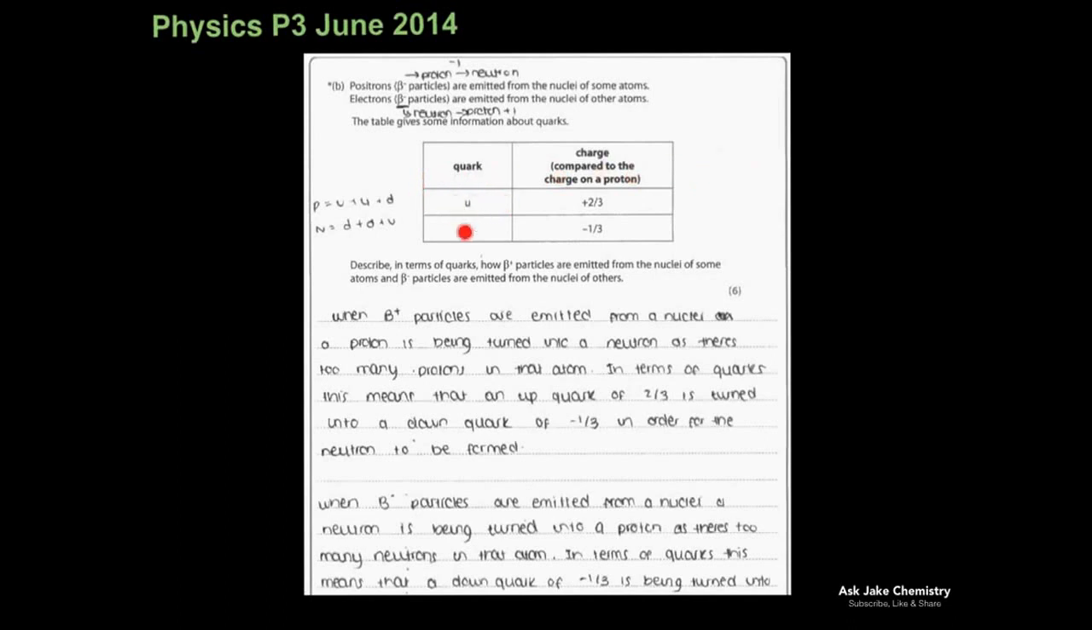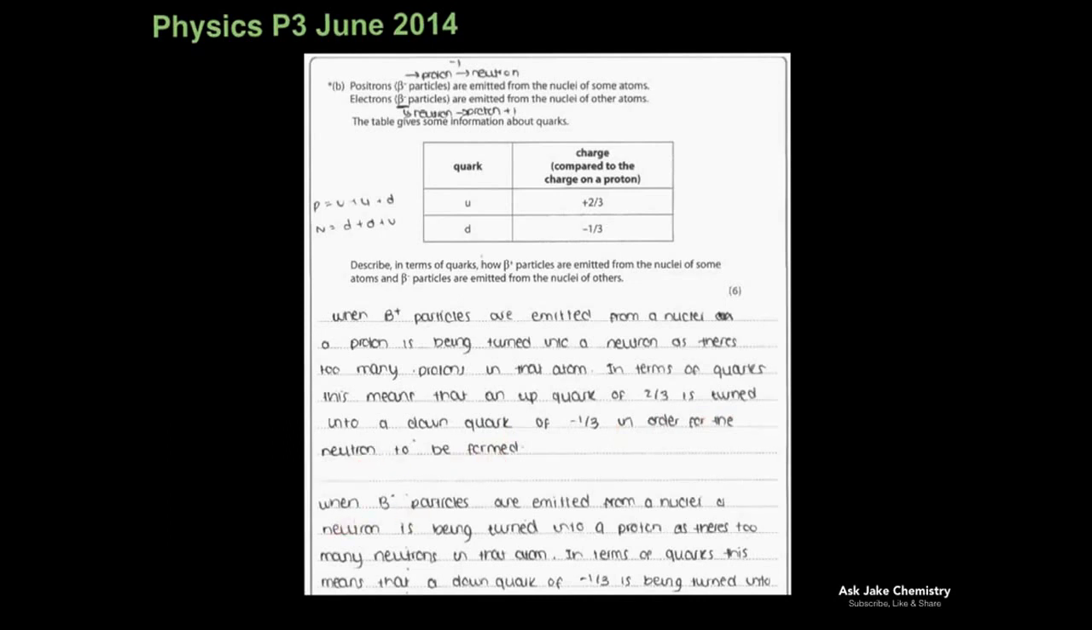There's up quark, down quark, and then it gives you the charge. So this person has written here about what a proton means and what a neutron means. Here the proton is up quark, up quark, down quark, and the neutron is down quark, down quark, up quark. When beta plus particles are emitted from the nuclei, a proton is being turned into a neutron. There are too many protons in the atom. In terms of quarks, this means an up quark of +2/3 is turned into a down quark of -1/3, in order for the neutron to be formed.